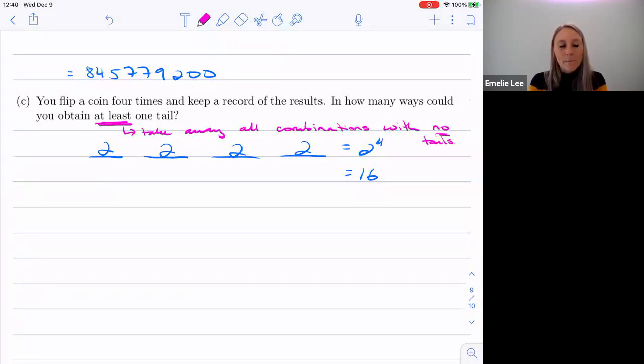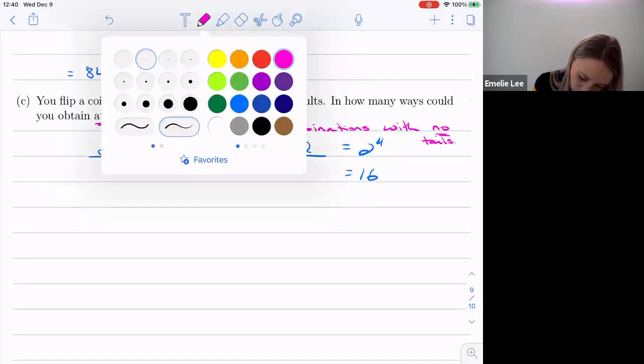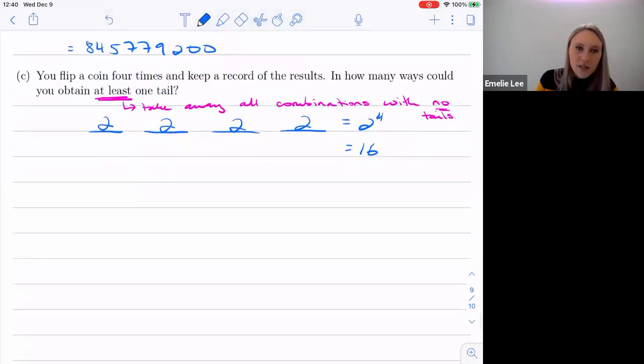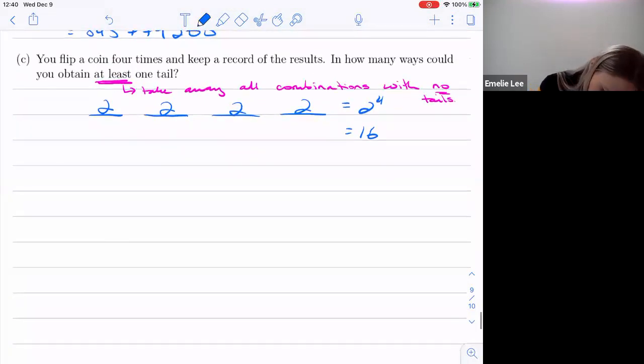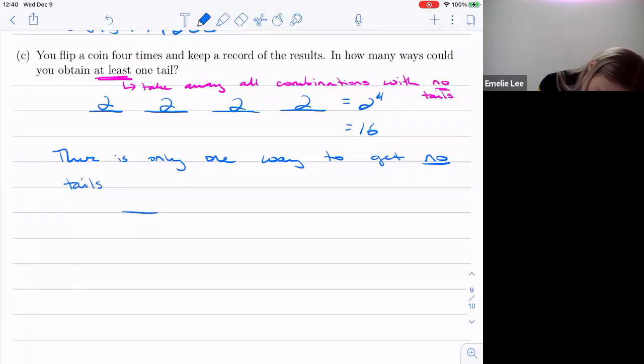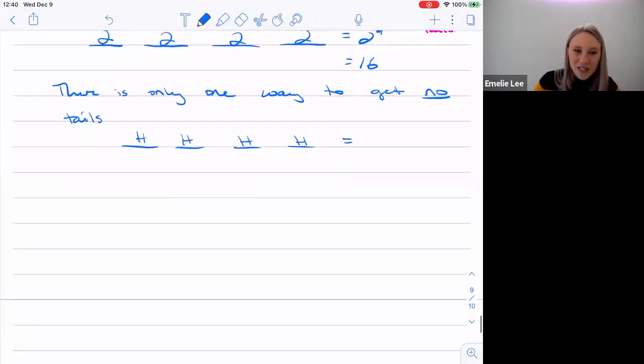I'll show you another way that you can brute force this question if you really want to convince yourself. There's only one way to have no tails. That would be head, head, head, head. There is only one way to get no tails: head, head, head, head, which is 1 times 1 times 1 times 1.